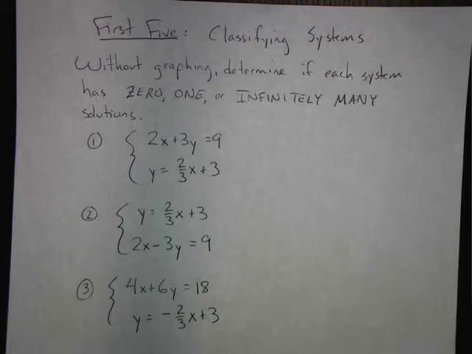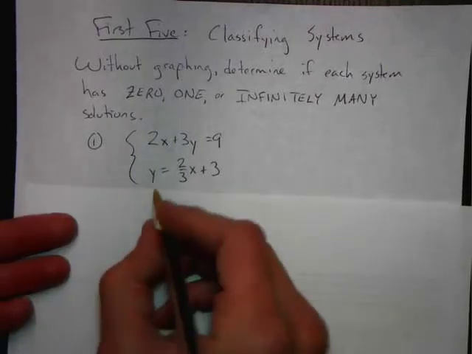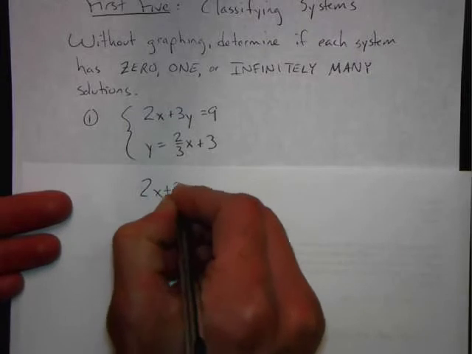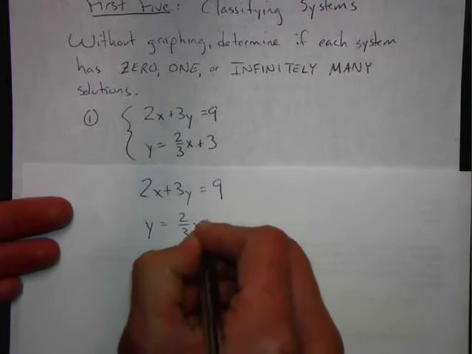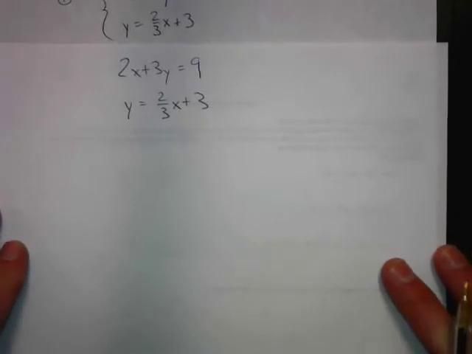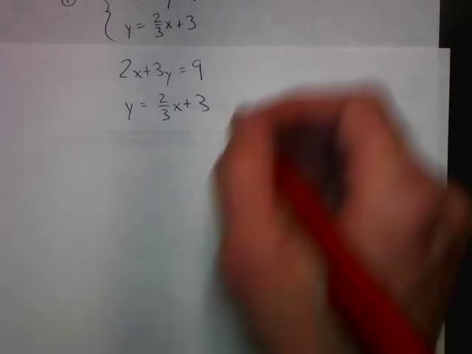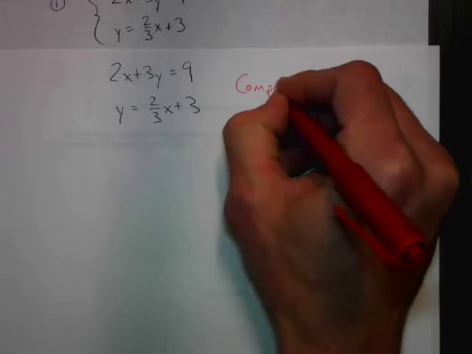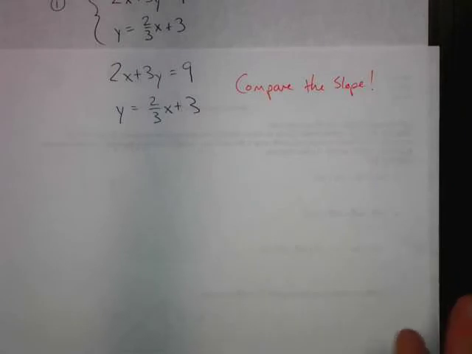All right, so let's look at the first system. In the first system, we see two different equations. They look different, right? But we're not going to graph them this time. So we have 2x plus 3y equals 9, and y equals 2/3 x plus 3. Now, the key ingredient to all three systems is one thing in particular. There was a theme that we were comparing in all three systems, and that theme is to compare the slopes.